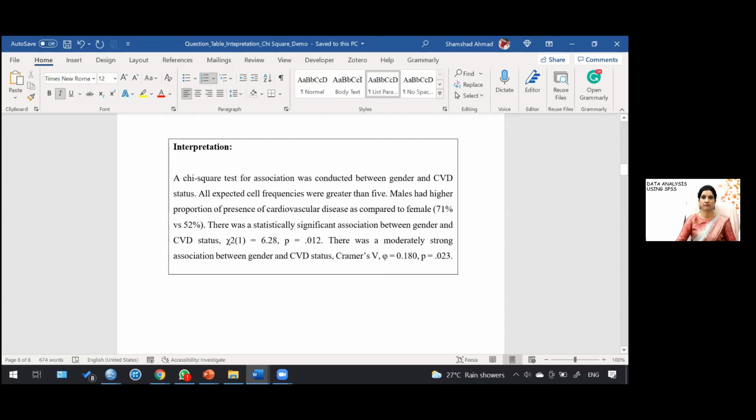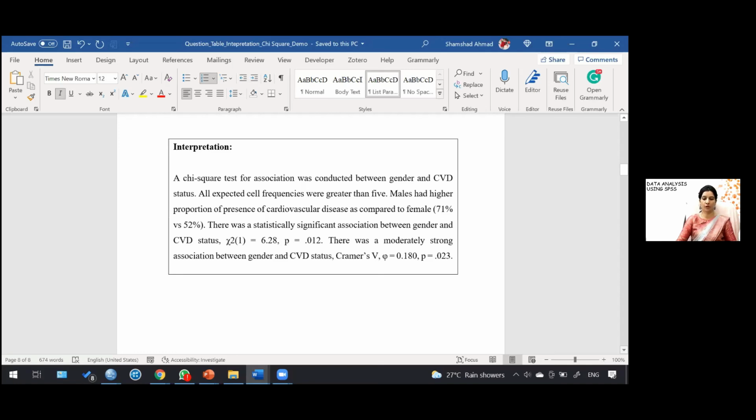The symbol. I don't know how to read that. That is the chi-square. The chi-square value, how do you read it? Chi-square, and in bracket, you should always give the degree of freedom, which is 6.28. The p-value is 0.012. There was a moderately strong association between gender and CVD status. Cramer's V was 0.180, and the p-value was 0.02.